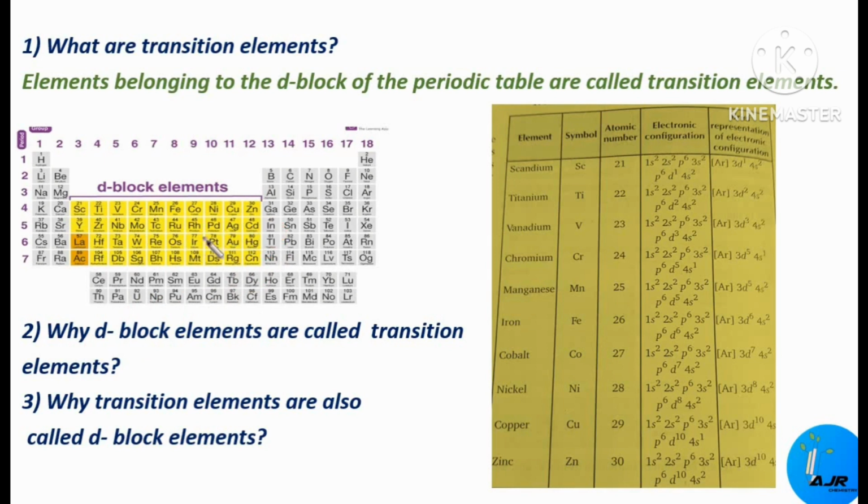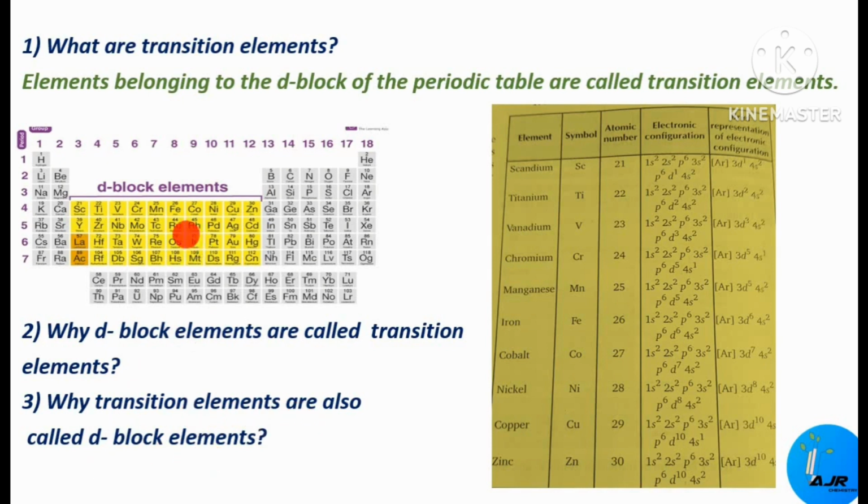In the periodic table, these elements are placed between the highly electropositive S block elements and highly electronegative P block elements, and they show a transitional behavior between the two. This is the reason why these elements are referred to as transition elements. Understood? If so, why are the transition elements also called as D block elements?